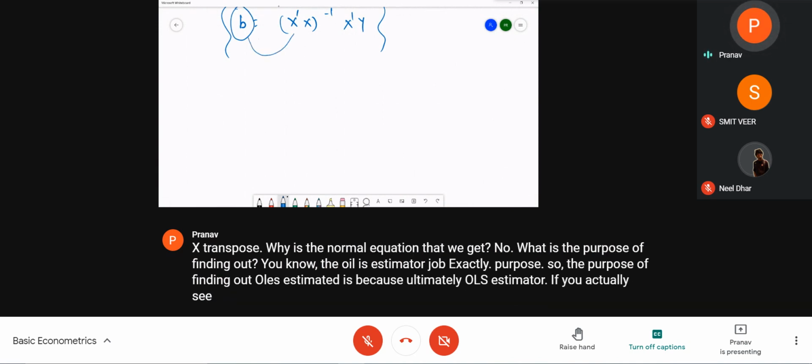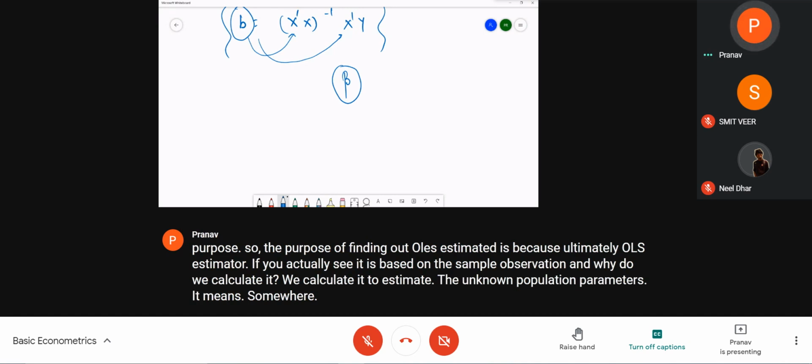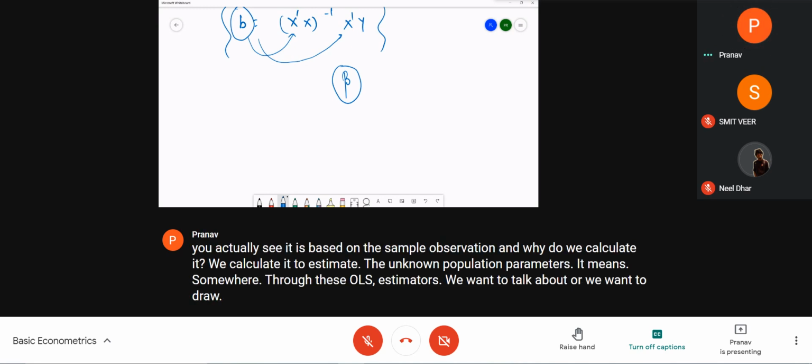So the purpose of finding out OLS estimator is because ultimately this OLS estimator, if you actually see it, is based on the sample observation. And why do we calculate it? We calculate it to estimate the unknown population parameters. It means through these OLS estimators, we want to draw inferences about the population parameters.